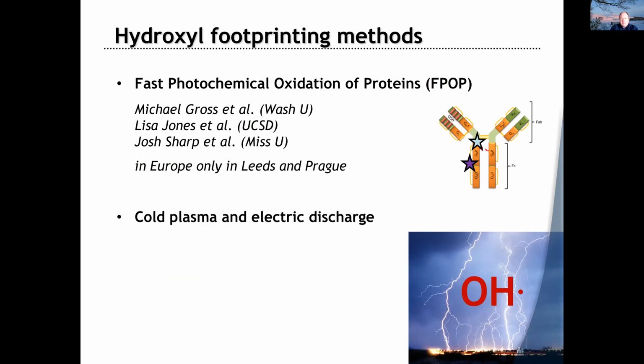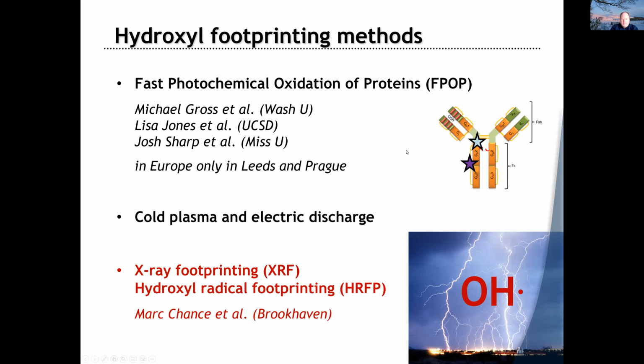There are other ways to do hydroxyl footprinting. FPOP is done by a couple of groups in the US, and then I think so far in Europe, it's only Leeds and Prague. And you will hear from my colleagues in Prague later. You can use cold plasma electric discharge as well, and you can use synchrotrons. And this is actually currently in development at a diamond synchrotron in Oxfordshire, that we will be able to also do hydroxyl footprinting there sometime this year, which will be exciting.